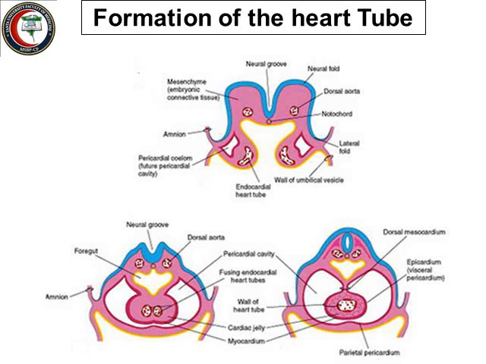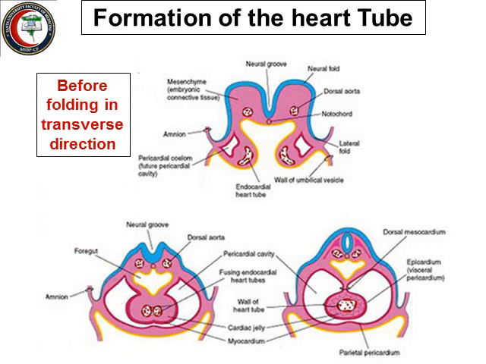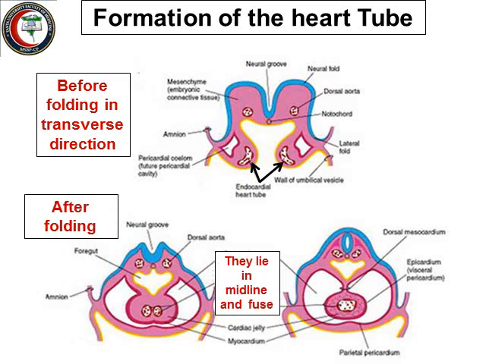Okay, let us see these diagrams. This diagram is before folding in transverse direction. You remember in the first year you study the folding. The embryo fold in two directions, cephalocaudal direction and the transverse. Before folding in transverse direction, we can see the right and the left endocardial heart tubes. But after folding these heart tubes directed here in the midline, lie in the midline and fuse with each other. They fuse to form single median heart tube.